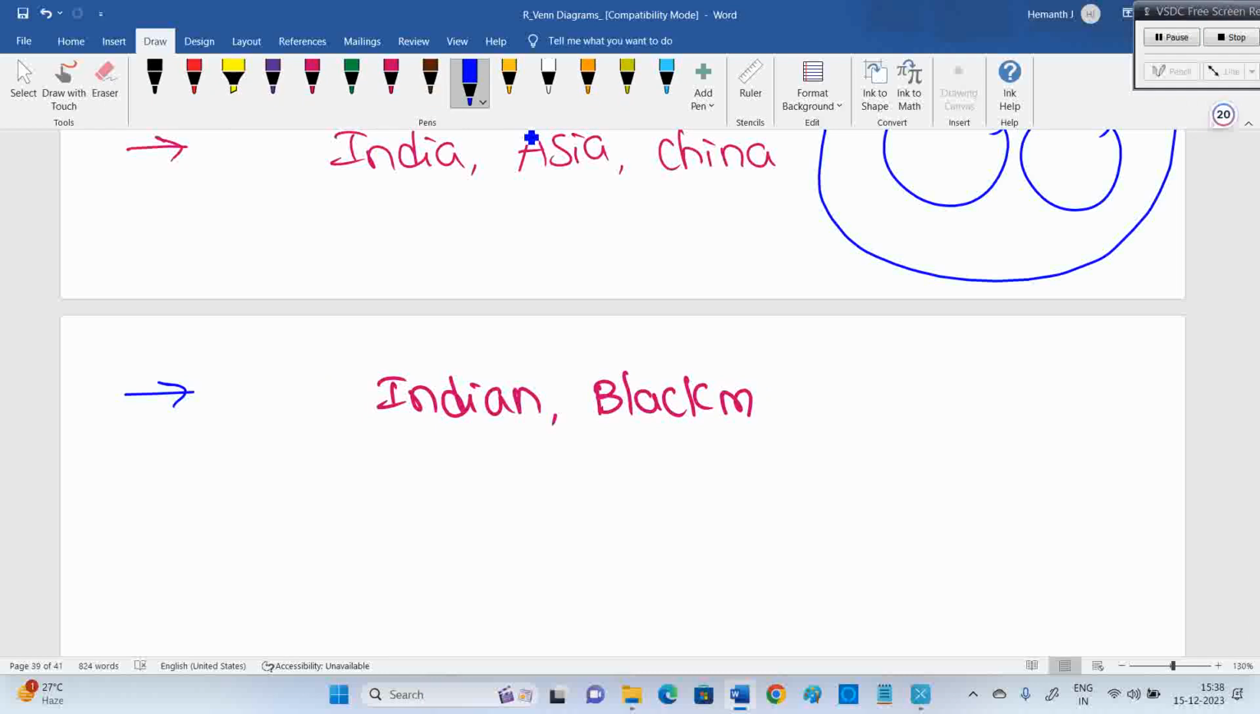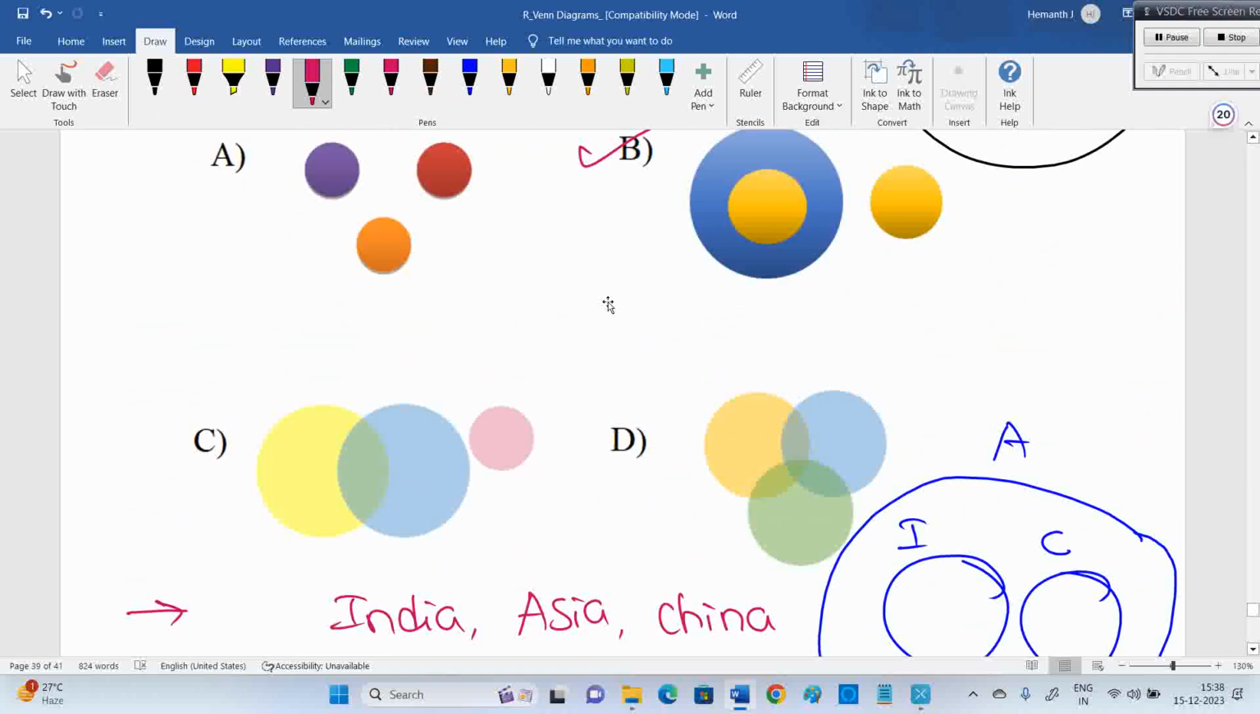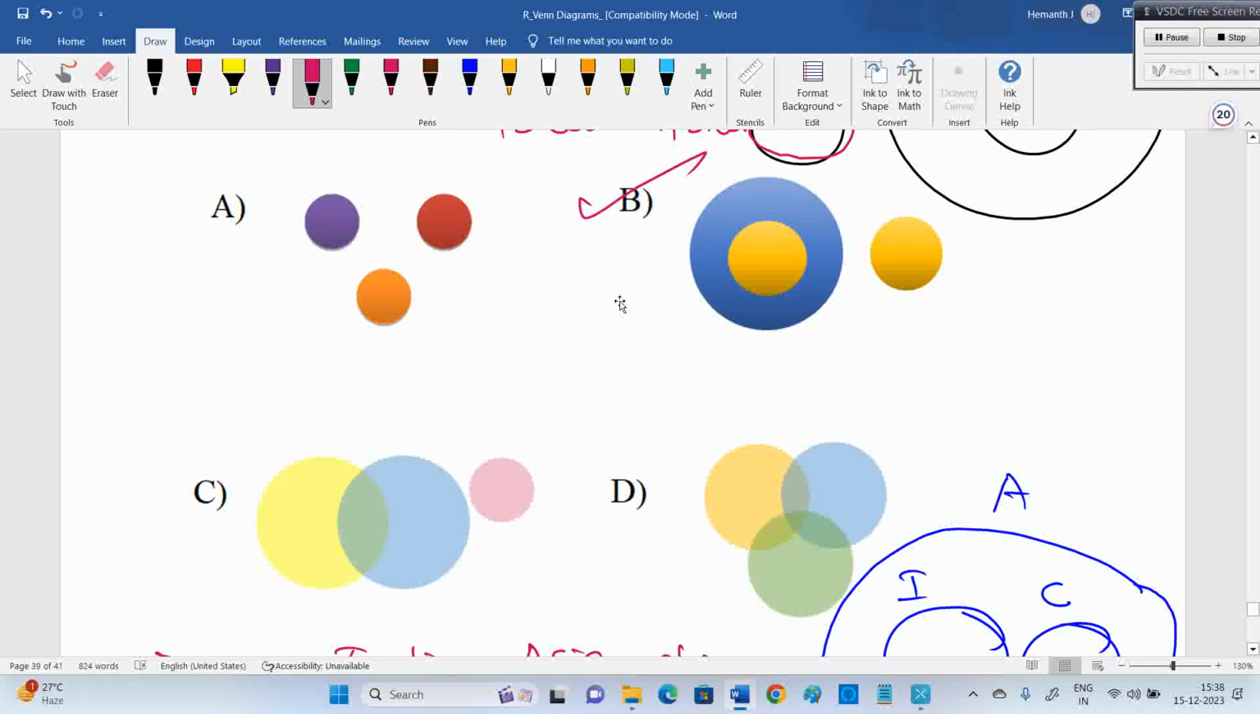Indian black men, tall men. So which one? Take these options only. What are available here? These options only. Indian tall men, black men. Option D. D for Delhi.